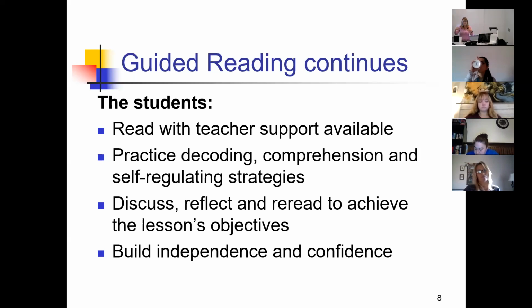It's a small enough group that it's less stress for the child to indicate when they're having trouble because they're really talking to the teacher, maybe 2 or 3 other students. Discuss, reflect, and read to achieve the lesson's objective. And of course, build independence and confidence. Eventually, you want that to be their independent level so they can move on and improve. Confidence, exactly, because they are reading at a level that they can read. You have it leveled for them. So there's going to be that automatic motivation through the fact that they're able to read the text.